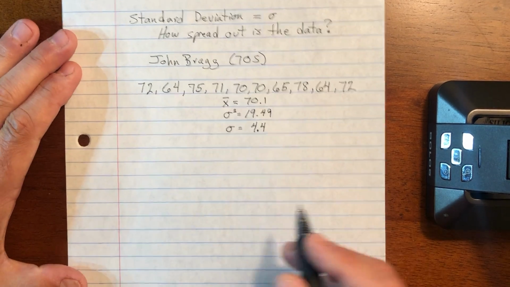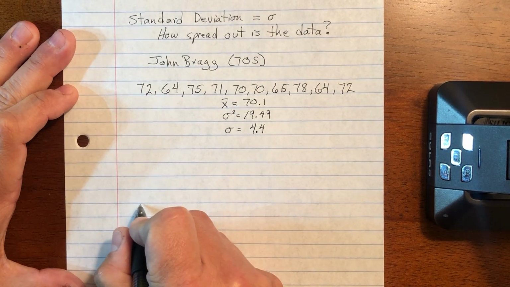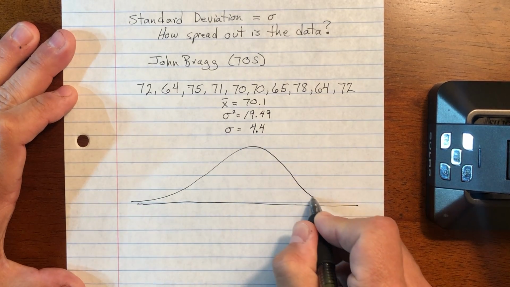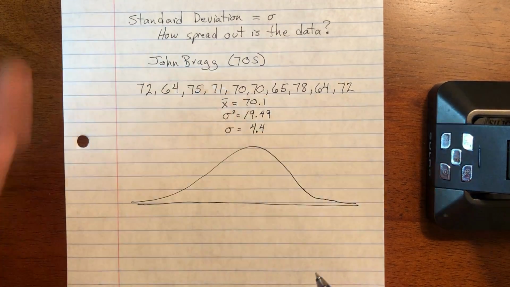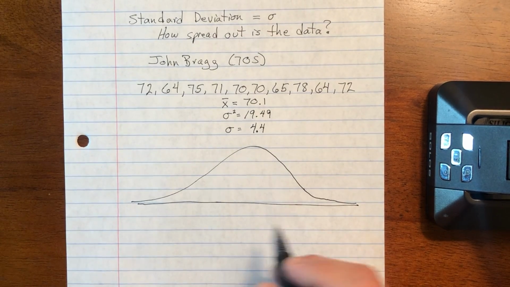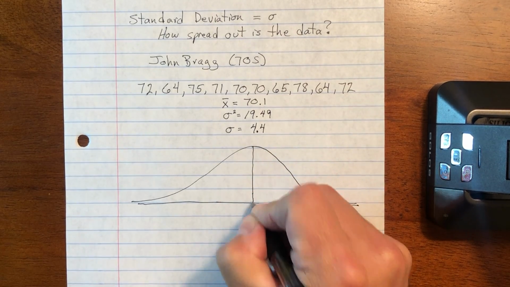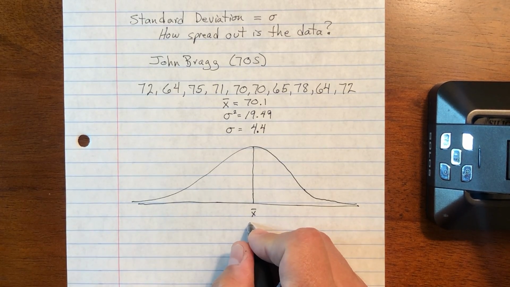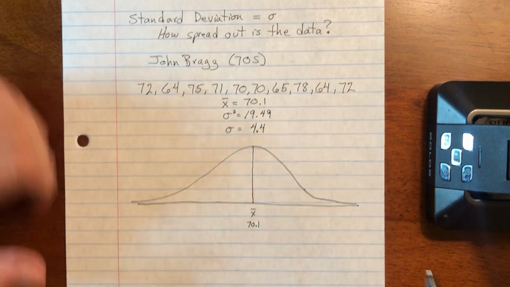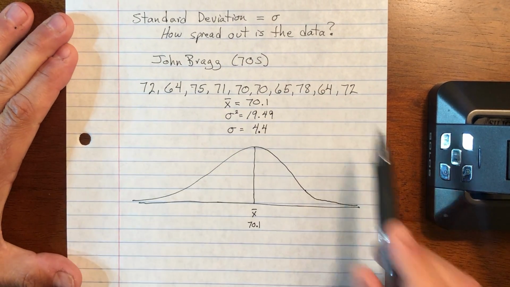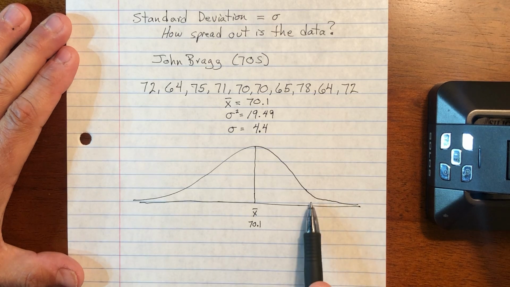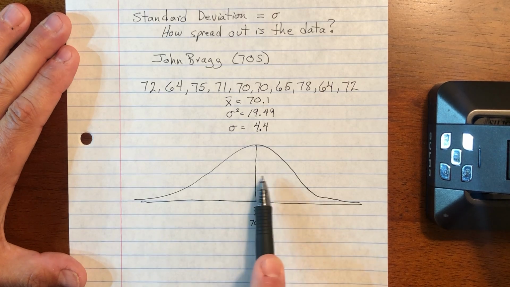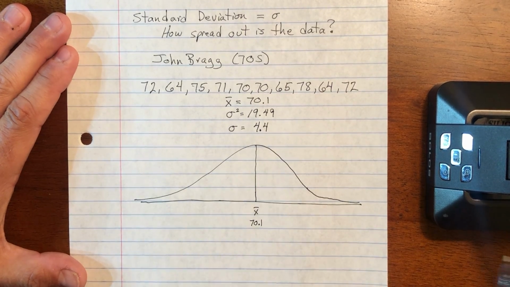Why do we care about that? Because once you get the standard deviation, remember yesterday we talked about the fact that a lot of things are going to follow what's called a bell curve. And this is really no different. Remember we said the mean is right in the middle. So the mean right here is 70.1. If you were to figure out the speed of all the cars going down John Bragg Highway, some of them would be going really, really fast. Some of them would be going really, really slow, but most of them are kind of in the middle, and they follow what's called a bell curve.